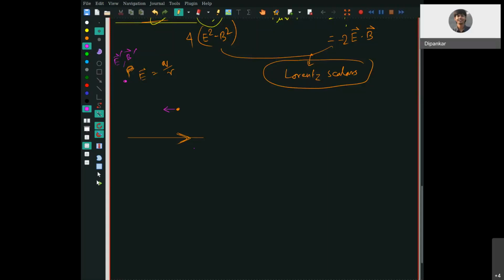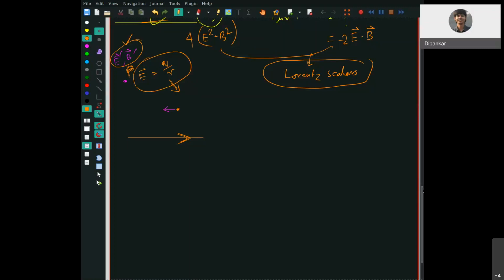Okay. Now you might ask, what you have is just an electrostatic field in one frame, E equals Q by R squared, and you have E prime and B prime in another frame, so what can you tell about E prime and B prime? Actually, you can solve exactly for E prime and B prime, but the solution is, let's say, complicated. Okay. But even if you do not do the complete solution, you can say many things about this E prime and B prime.